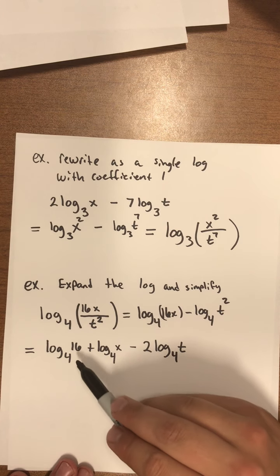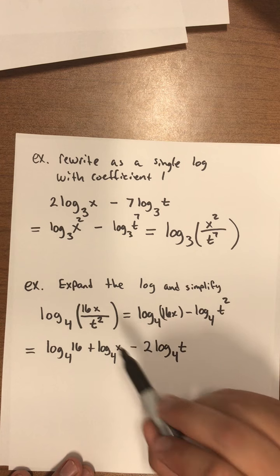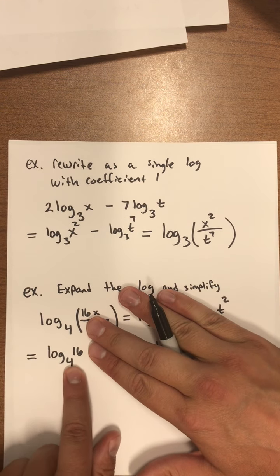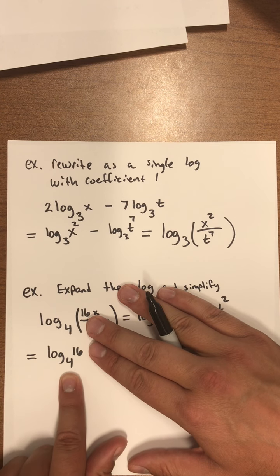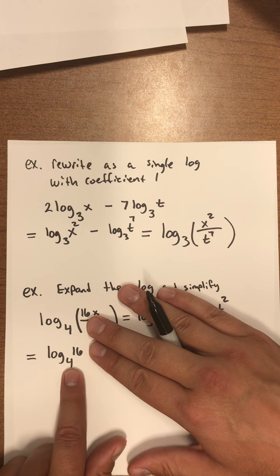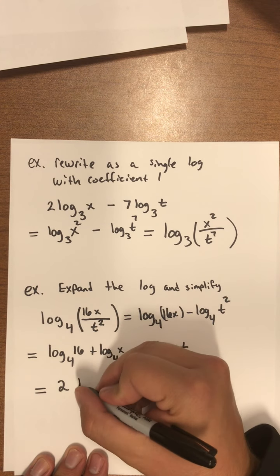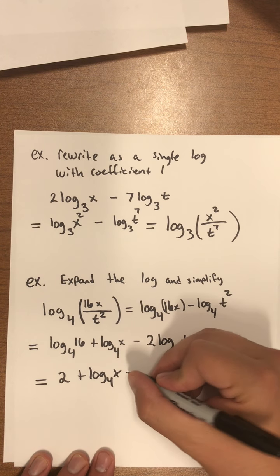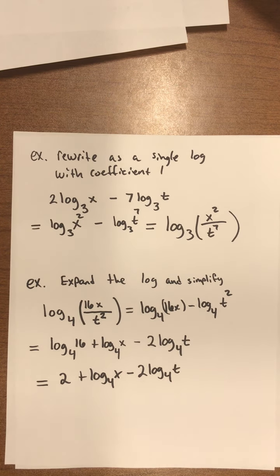Now there's one more thing that we can do. Log base 4 of 16 simplifies to 2. So log base 4 of 16 says, how many times do I multiply 4 by itself to get 16? That answer is 2, because 4 times 4 is 16. So that would be 2. And this is as simplified as we can get for that.